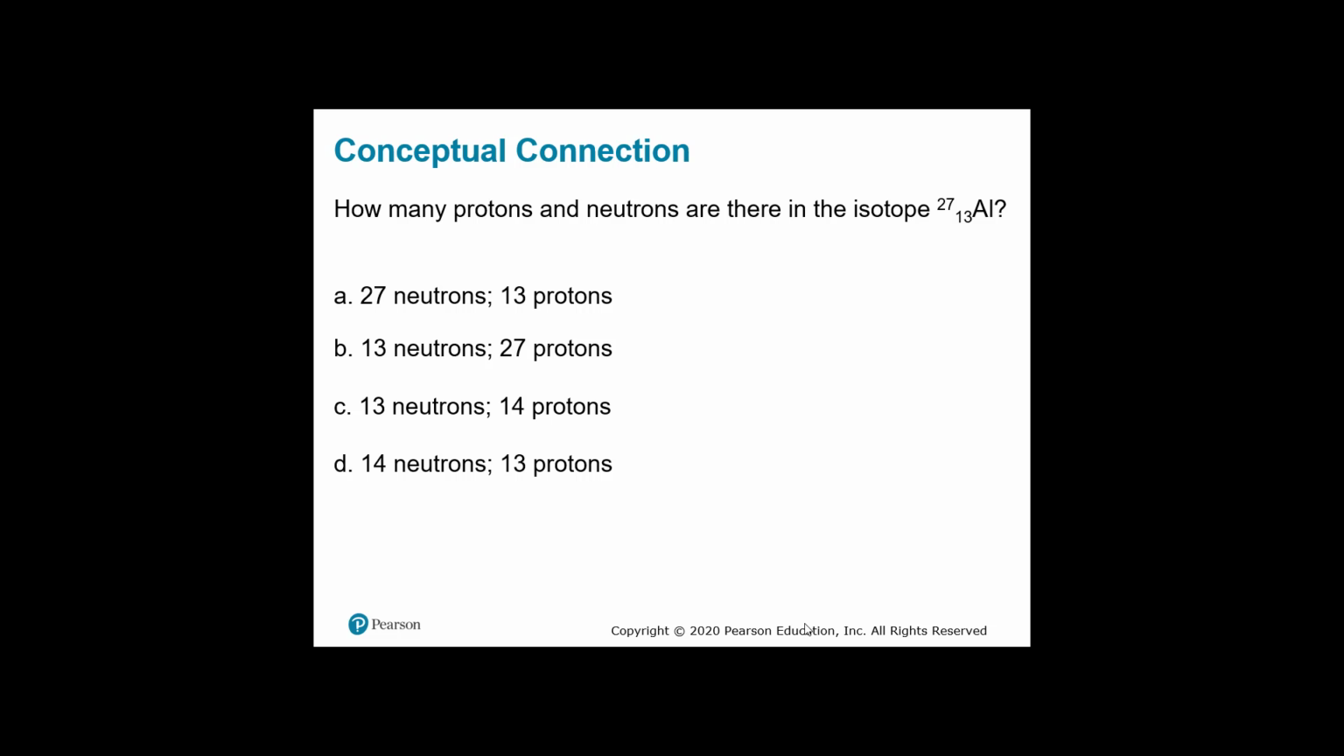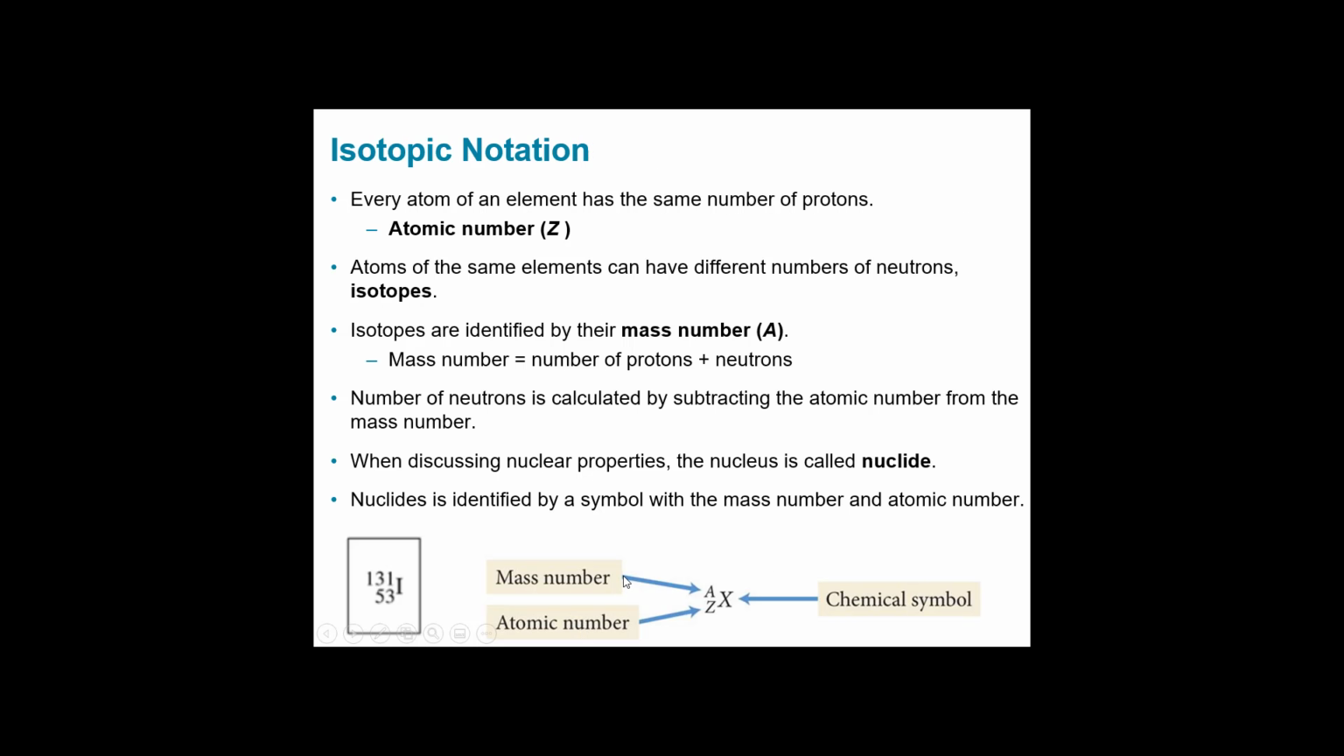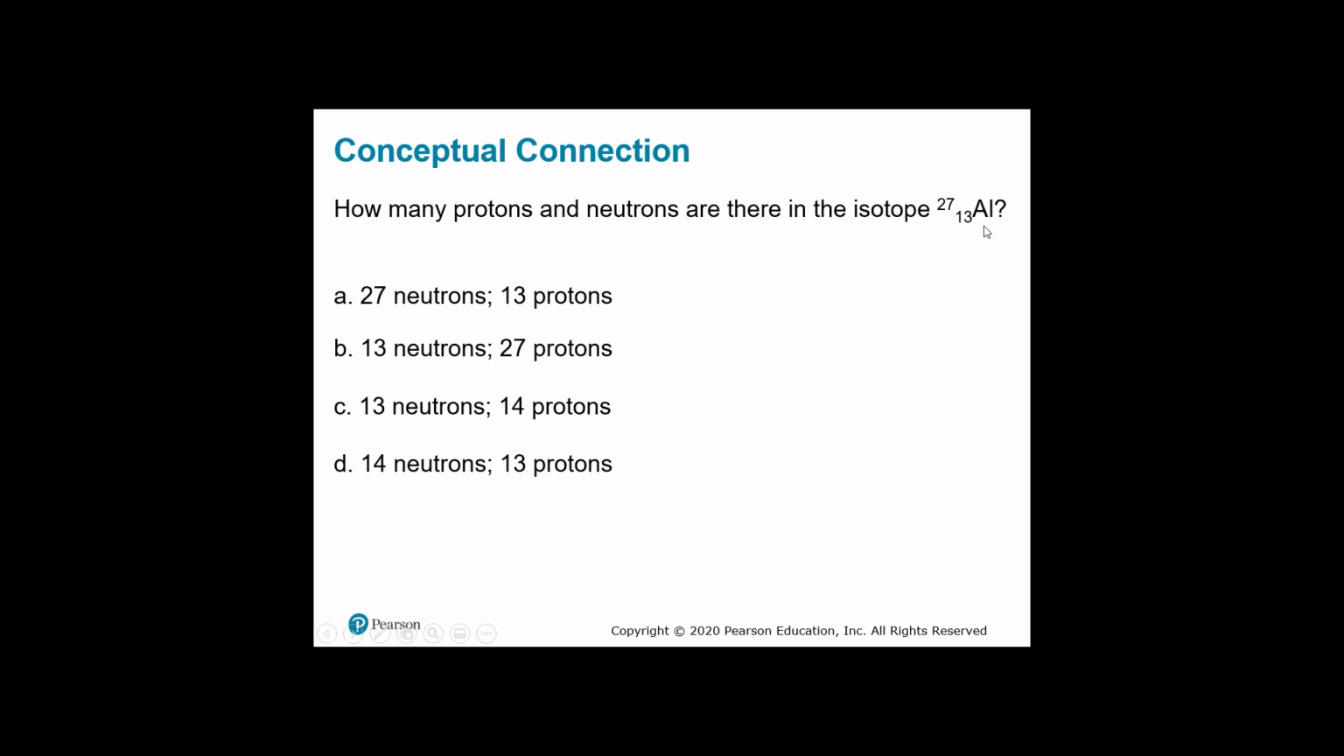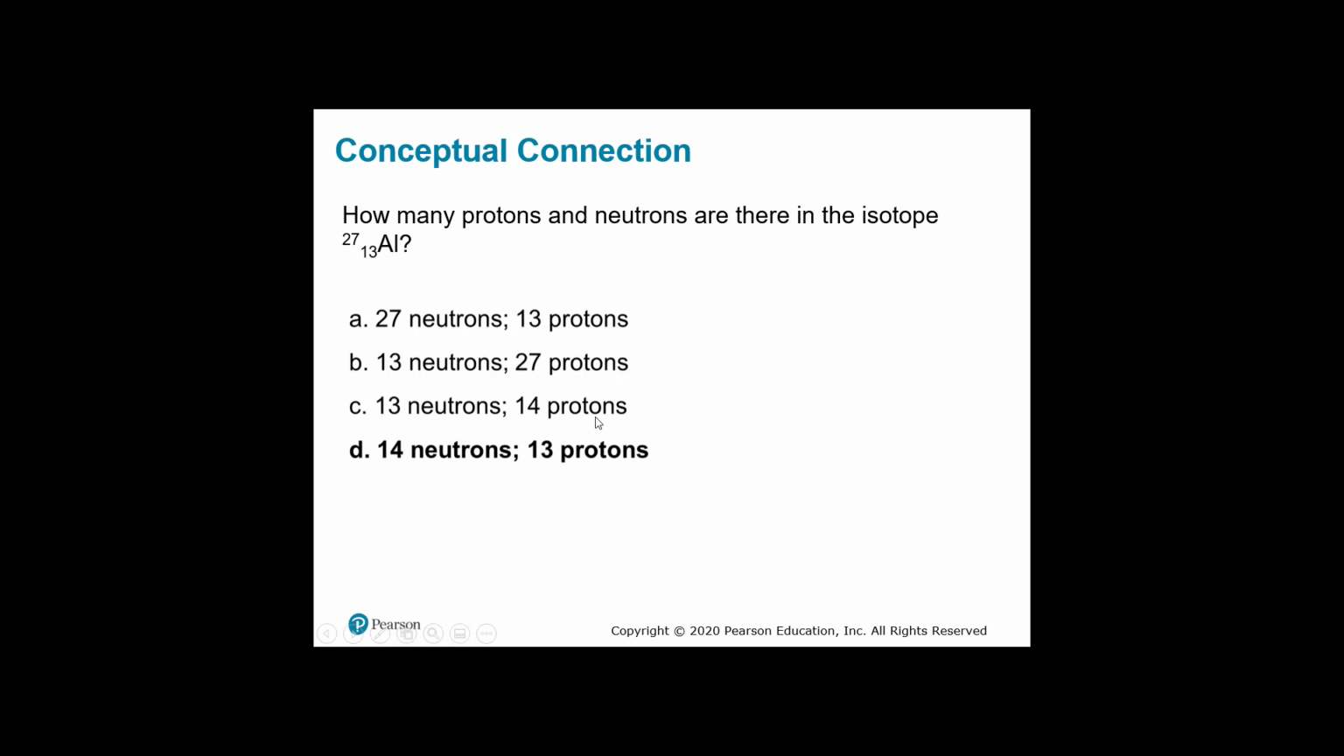Okay, so let's do an example here. How many protons and neutrons are there in an isotope with this aluminum? This aluminum has a mass of 27 and an atomic number of 13. So which of these would that match up to? It wants to know how many protons and neutrons. Given that, we already know that we have 13 protons, so it's either going to be A or D. It's not going to be B or C because this bottom number, remember, is the atomic number, which equals protons. So this number minus this number would tell us how many neutrons we have. So 27 minus 13 is 14. That's going to make our answer D.